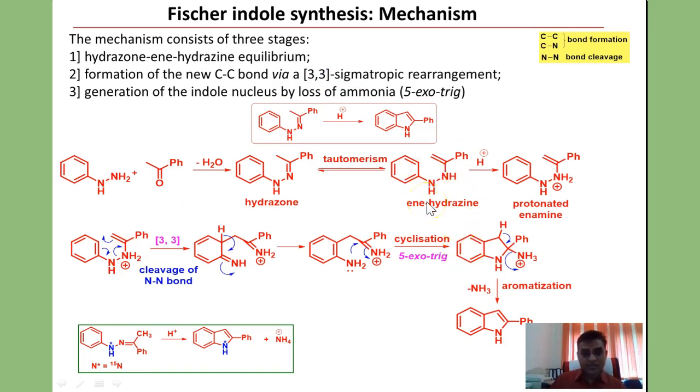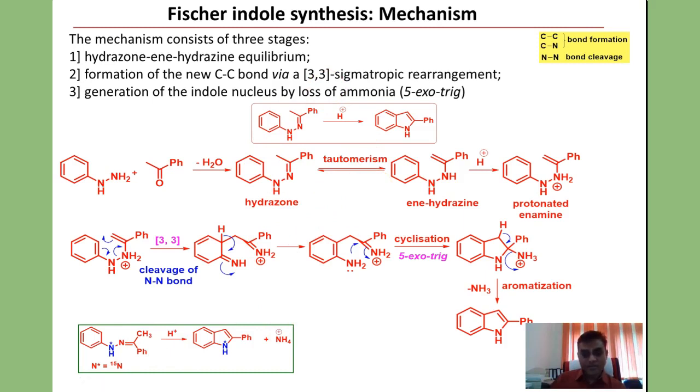This mechanism is supported by some evidence, and one piece of evidence is the isotope labeling experiment. If we start with the isotopically labeled phenylhydrazone of this type, this nitrogen is 15, this nitrogen is 14, then the nitrogen which is connected to the aromatic ring becomes a part of the indole molecule, and the nitrogen which we have seen in the course of this mechanism is liberated in the form of ammonia, and indeed it is the labeled nitrogen. So this isotope labeling experiment has proved this mechanism of the Fischer indole synthesis.